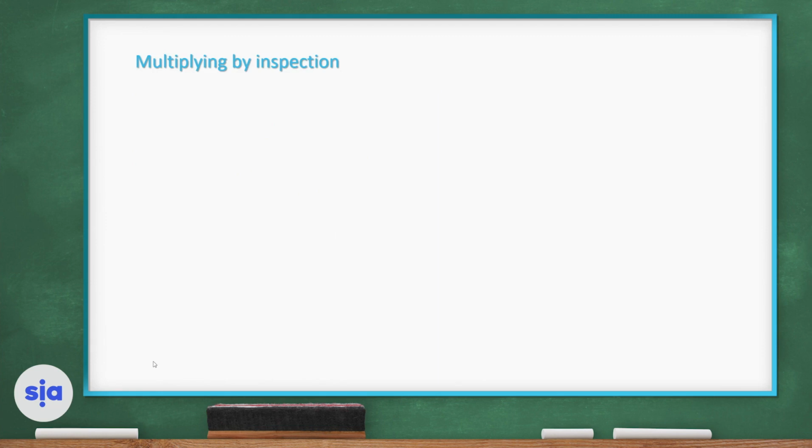Let's now move on to multiplying by inspection. The first case that we have here, if we have x plus 5 multiplied by 2x minus 3, we have a faster way how to do this. The first step is to multiply the first times the first. So x times 2x is 2x squared.